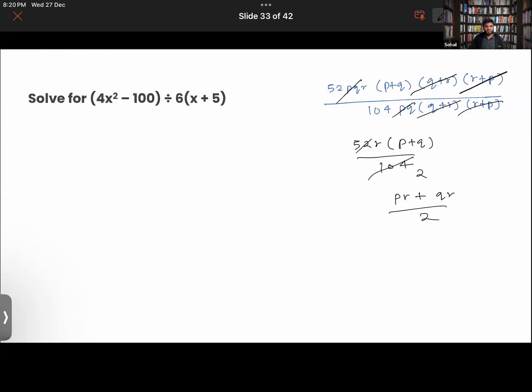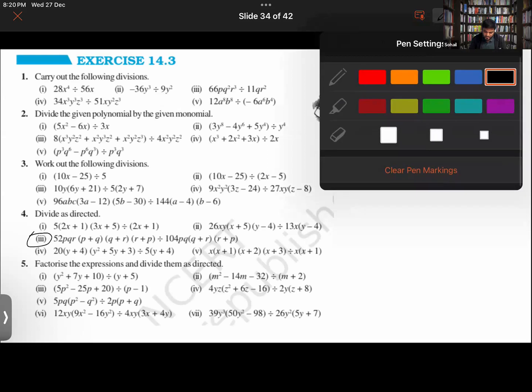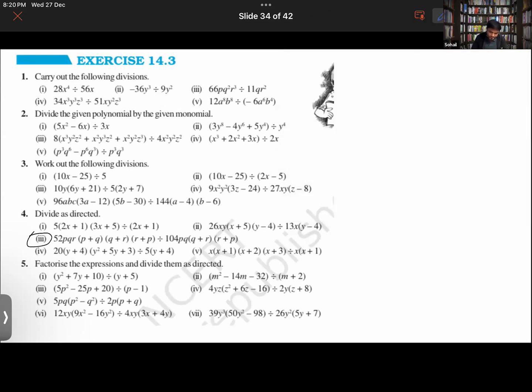Okay, how about we now switch to the exercise questions I'm solving, because there isn't too much to be discussed in the theory part. So let's jump to exercise 14.3 and start from question number 1. First question, you do this one. Question number 3, Arham. Question number 5, Arhan. And Ahmed, you do question number 4. Start solving these questions.